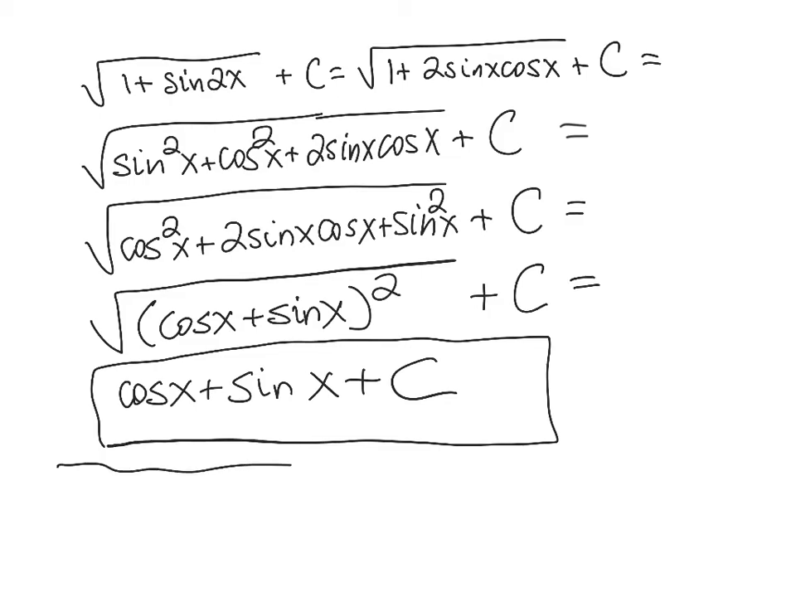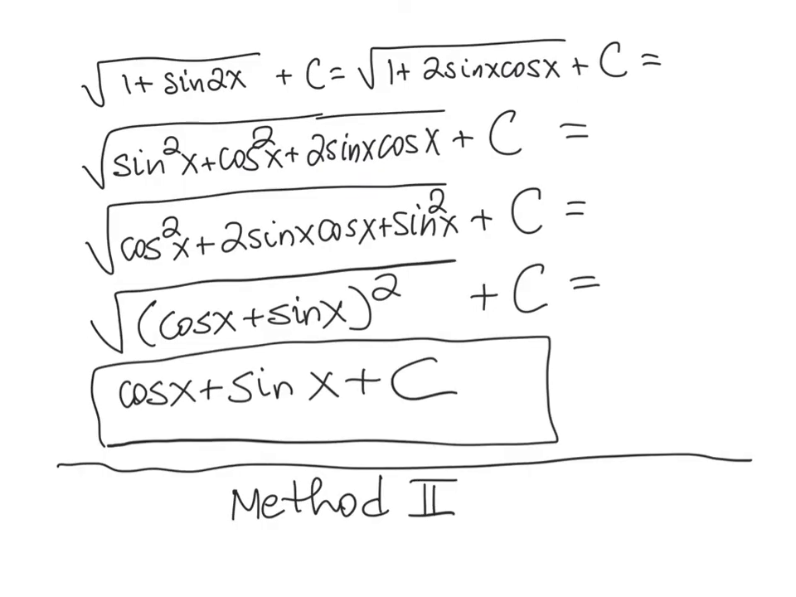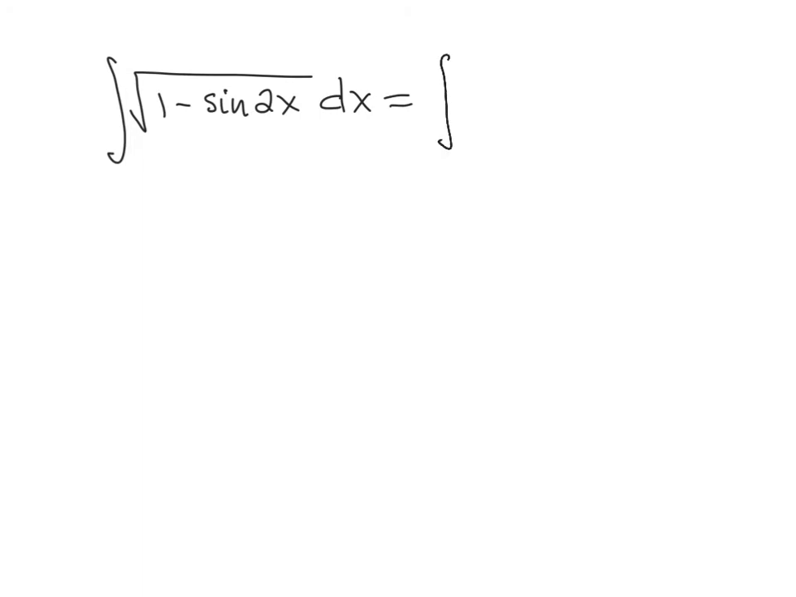Now let's look at method 2. Method 2 requires no U substitution at all. It requires trigonometric identities, just like we did here at the beginning of the problem. So here's how we would do it. Integral of the square root of 1 minus sine of 2x dx. Once again, we're going to replace sine of 2x with 2 sine x cosine x. So this is the square root of 1 minus 2 sine x cosine x dx.